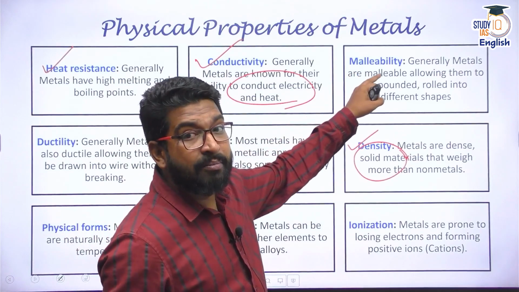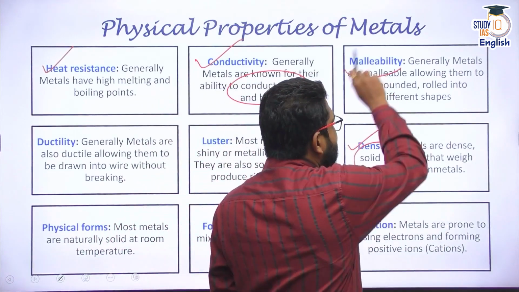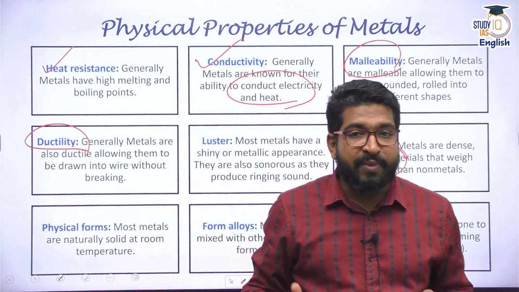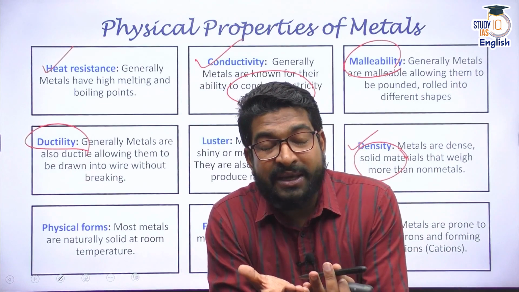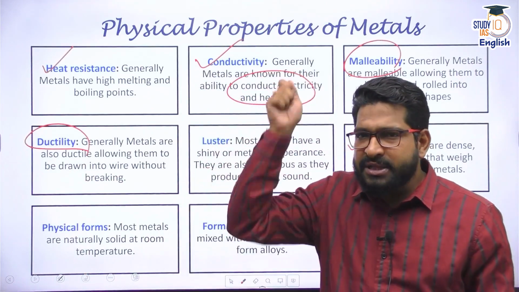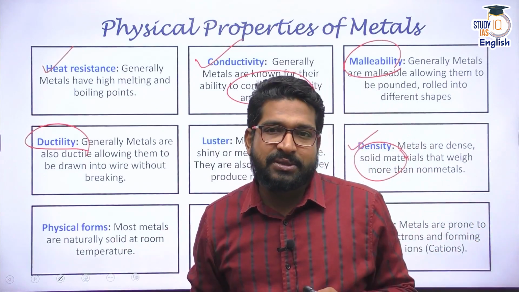Apart from that, metals exhibit two important properties, very important: malleability and ductility. Now, malleability is a property of metal by virtue of which we can simply transform them into sheets. That means you can hammer them continuously and you can bring them in a shape like a sheet.